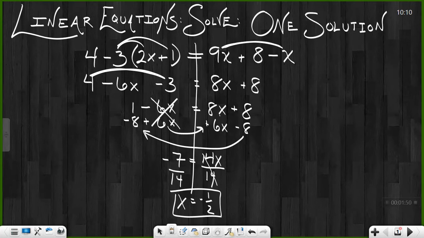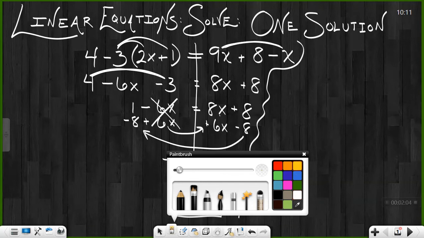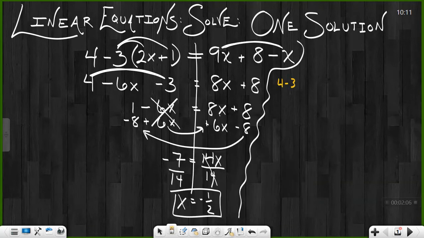Why? Because that's the value of the variable that makes the equation true. And to prove that, you can always plug it back in. 4 minus 3. Let me just do a little separating there. And I'll even change my color for you. All right, that way you can track it. So as we look at this, I've got 4 minus 3, parentheses 2 times negative 1/2, all right, plus 1. And is that equal to 9 times negative 1/2 plus 8 minus negative 1/2? Careful with that when you're plugging things back in.